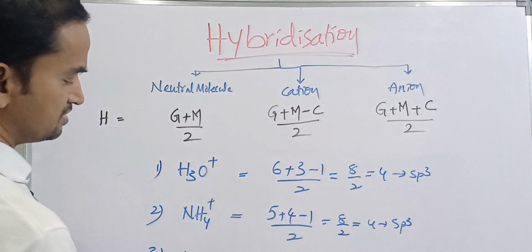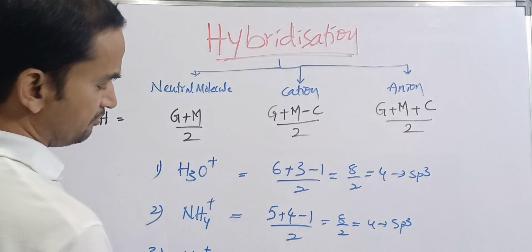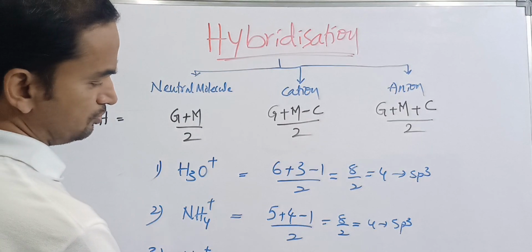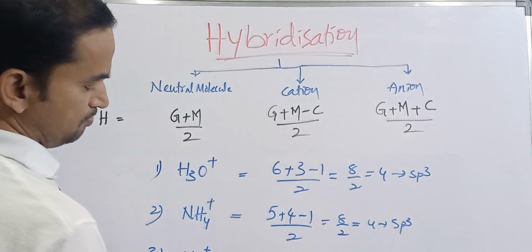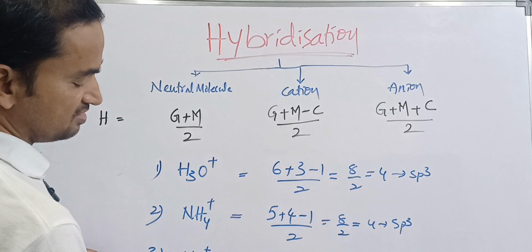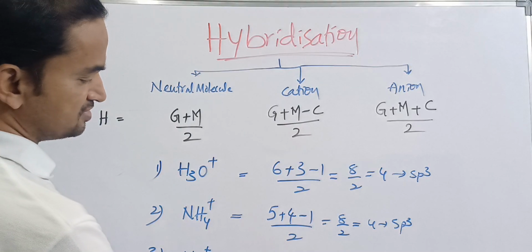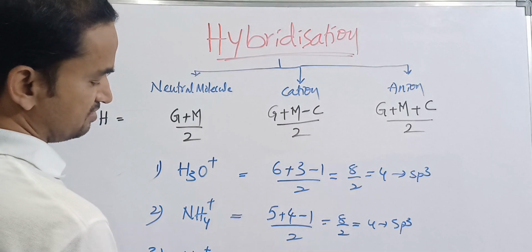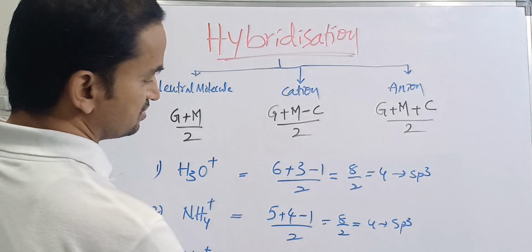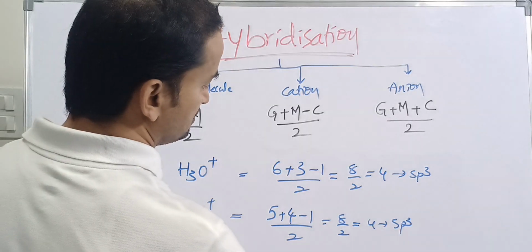Next, if you want to check, NO2+. So here in NO2+, you see nitrogen, 5th group, plus number of monovalent atoms. We are not considering oxygen, it does not come under monovalent atoms. So what happens? 5 plus 0, minus 1 unit positive charge, by 2. So 5 minus 1, that is 4, divided by 2, you will be getting 2. 2 means hybridization is sp.